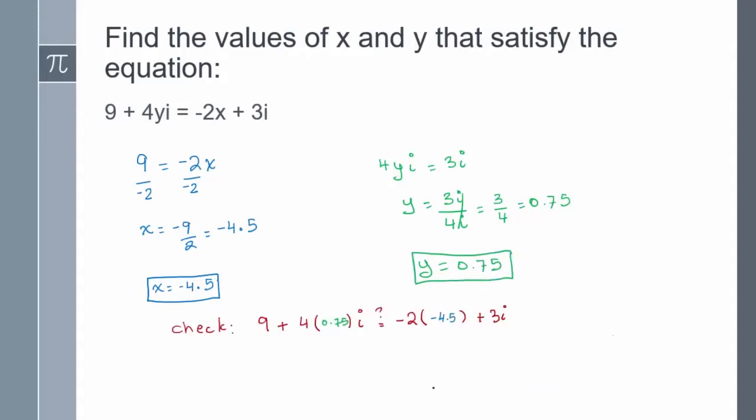Check our work by replacing y with 0.75 and replacing x with negative 4.5 and simplifying. 4 times 0.75 gives me 3 times i. Is that equal to negative 2 times negative 4.5, which is positive 9, plus 3i? Both sides of the equation are equal, and so our work checks out.